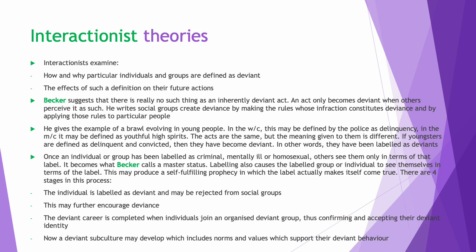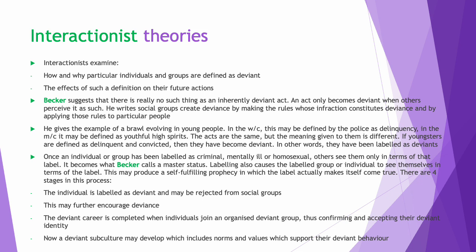These are the perspectives on crime. Interactionists examine how and why particular individuals and groups are defined as deviant, and the effects of such a definition on their future actions. Becker suggests that there's really no such thing as an inherently deviant act. An act only becomes deviant when others perceive it as such. He writes, social groups create deviance by making the rules whose infraction constitutes deviance and by applying those rules to particular people. He gives the example of a brawl involving young people. In the working class, this may be defined by the police as delinquency. In the middle class, it may be defined as youthful high spirits. The acts are the same, but the meaning given to them is different.